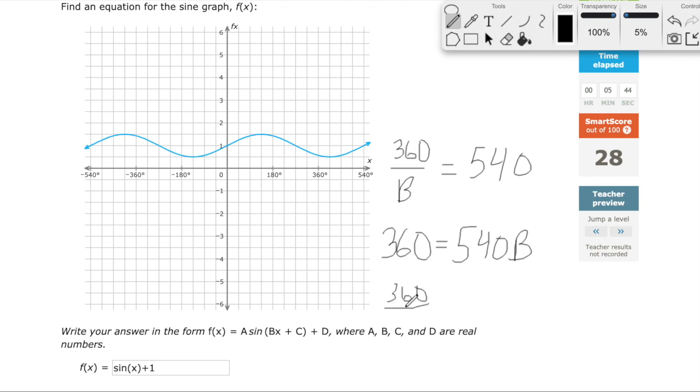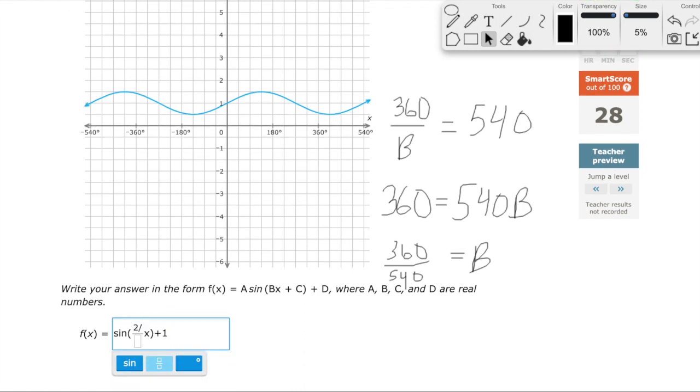360 over, I'm running out of space here, 540, oops, long 4, equals b. And then if I simplify that, I'll plug that into my calculator, it's giving me 0.6 repeating. I know as a fraction, that's 2/3. So what that would tell me is instead of using a 1 right here in this space, I would write 2/3. So that's at 2/3.